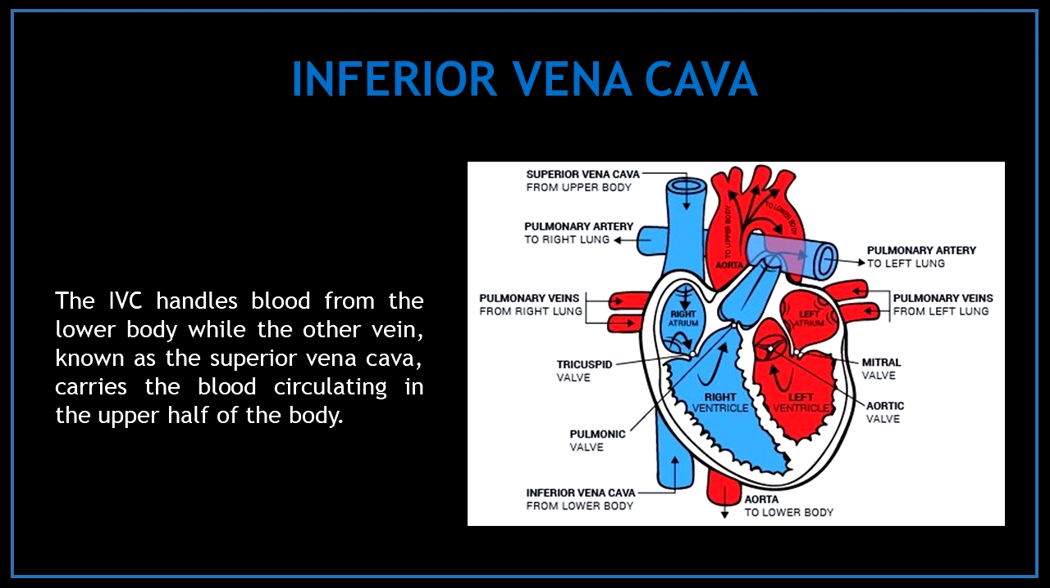The inferior vena cava handles blood from the lower body, while the other vein, known as the superior vena cava, carries the blood circulating in the upper half of the body.